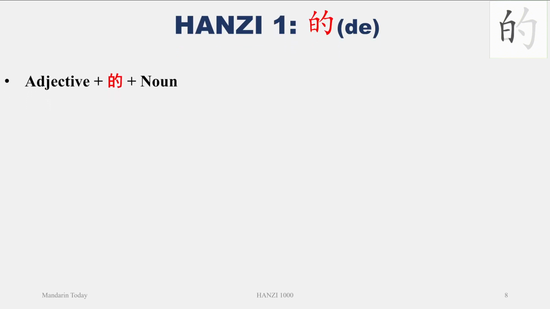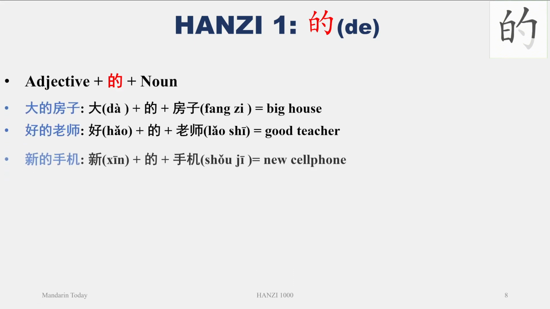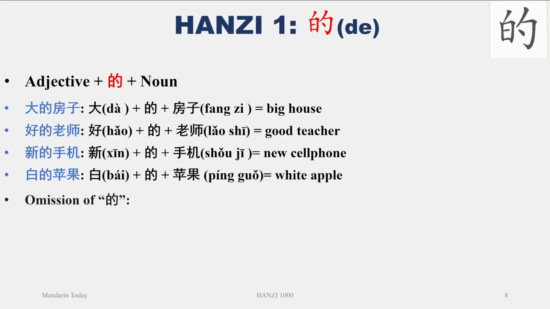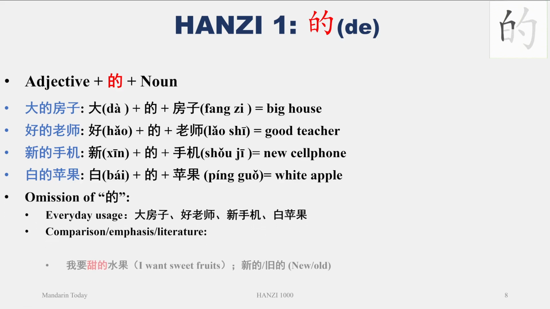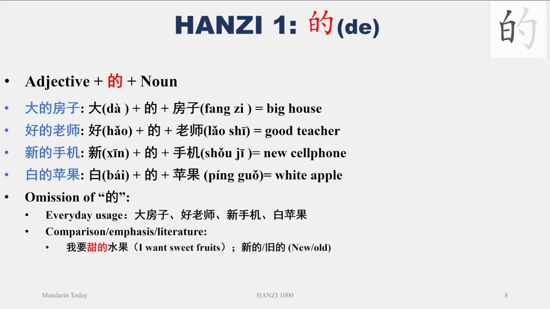So when an adjective acts as the attributive, it's basically the same situation as the one with the noun. I'll read through these examples and then explain them to you. First, 大的房子 means big house. 大的房子. Next one, 好的老师, good teacher. Next one, 新的手机, new cell phone. Next one, 白的苹果, white apple. So here, it's kind of the same thing.